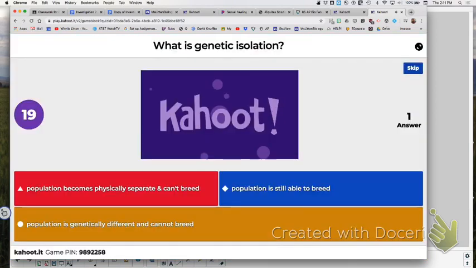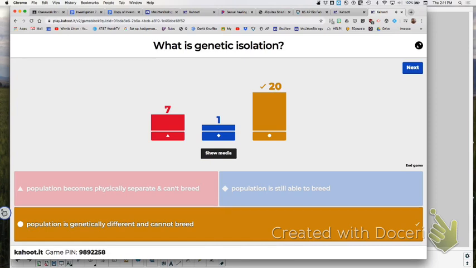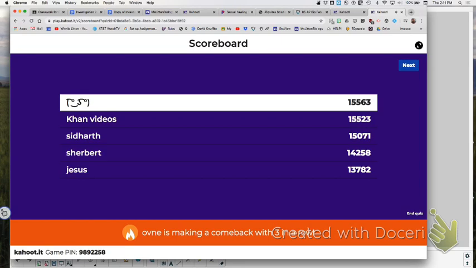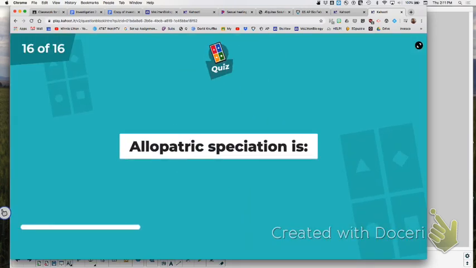Two questions left. What is genetic isolation? It's the yellow one. Oh, your con videos. I was just joking. Okay. It's green. There is no green. All right. Last question. Here we go. Ready? Avne is making a comeback with 3 in a row. Good job. Last question.